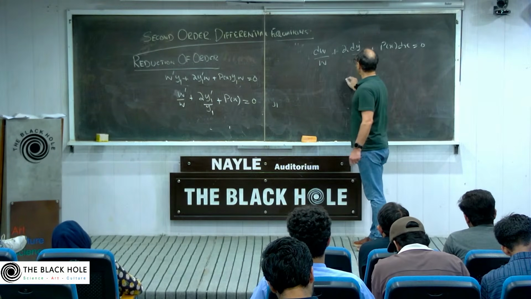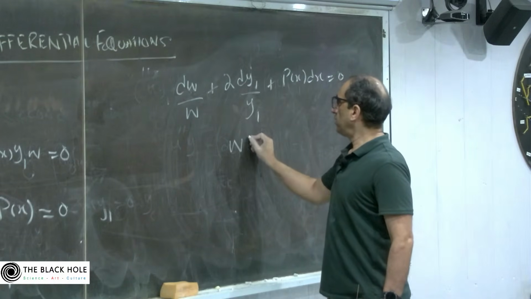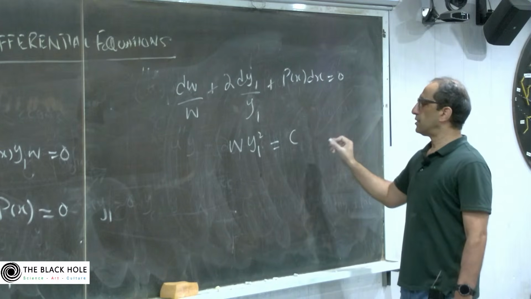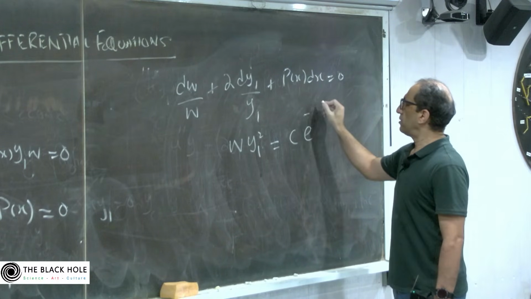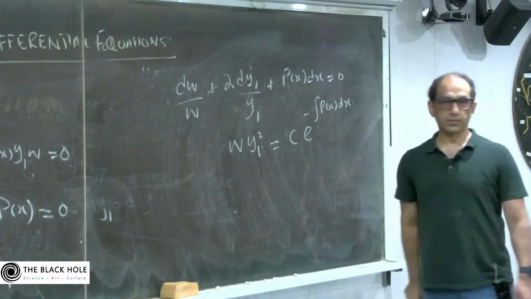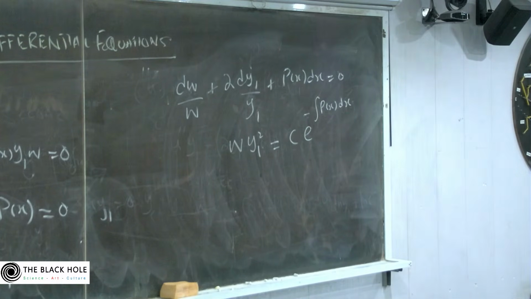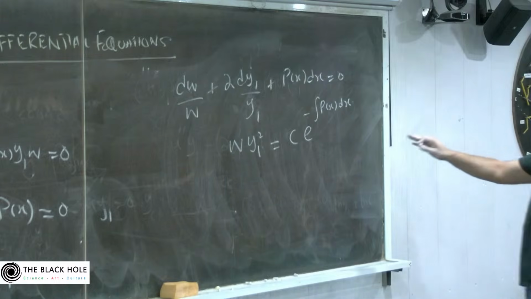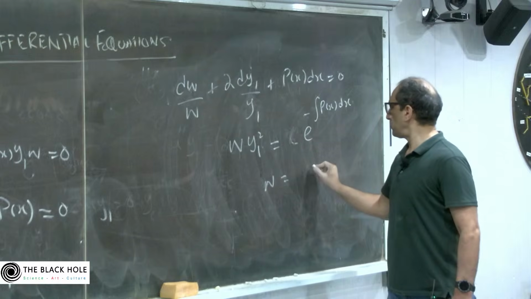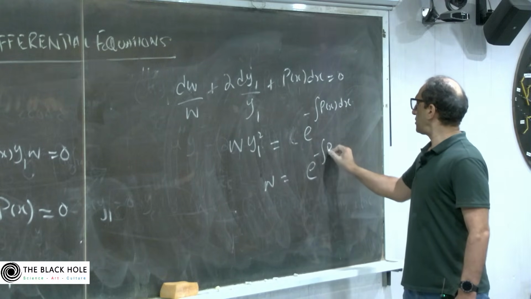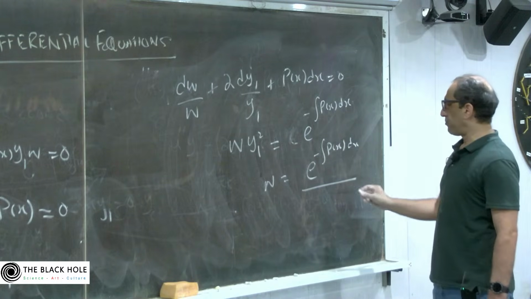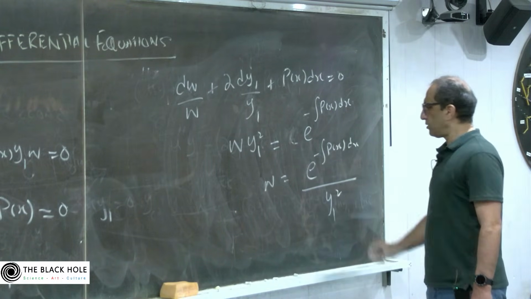So this will make it omega y1 square is equal to c e raised to power minus integral px dx. So let's assume that this constant c is 1. So I will have w is equal to e raised to power minus integral px dx divided by y1 square.